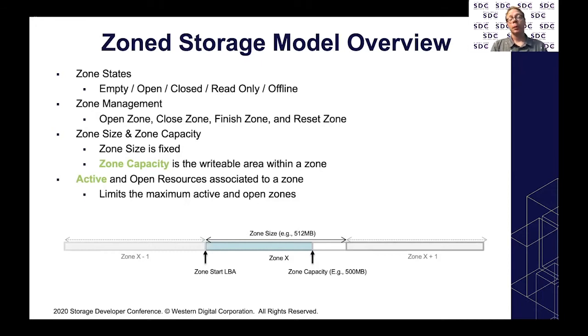It's also important to know that the controller often has some active and open resources associated with a zone. So the controller may need a bit of buffering and other hardware resources per zone. These resources are not unlimited, which means that usually you can only write to a limited number of zones at the same time. So you have to keep that in mind.